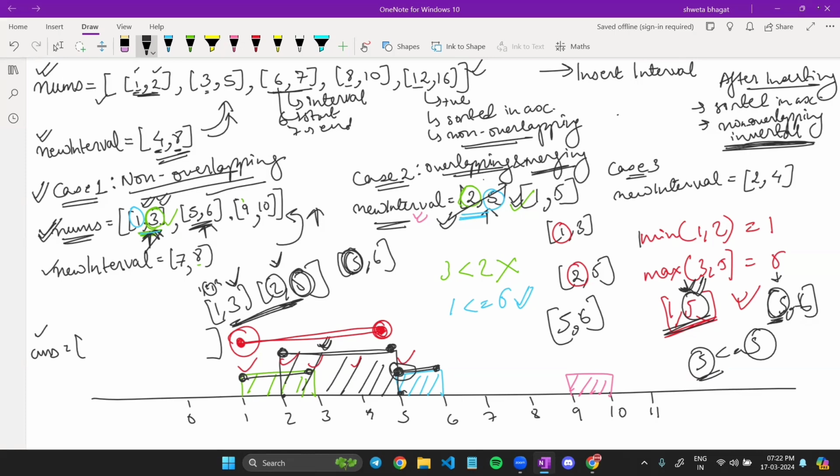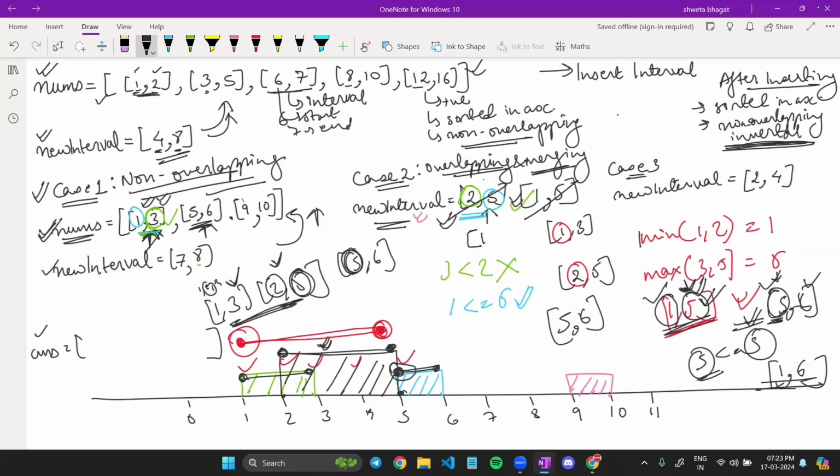So what does it mean? It means that they again have something in common. So they are also overlapping. So what we have to do is merge them, right? And how are we going to merge them? Again, for finding the start, we are going to find the minimum of 1, 5. So the minimum of 1, 5 would be 1. And for finding the end, we are going to find the max of the ends, that is the max of 5, 6. So the max would be 6. So what is the new interval? The new interval will now get updated to 1, 6.